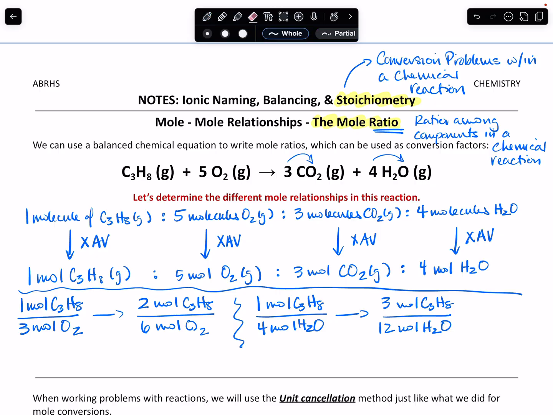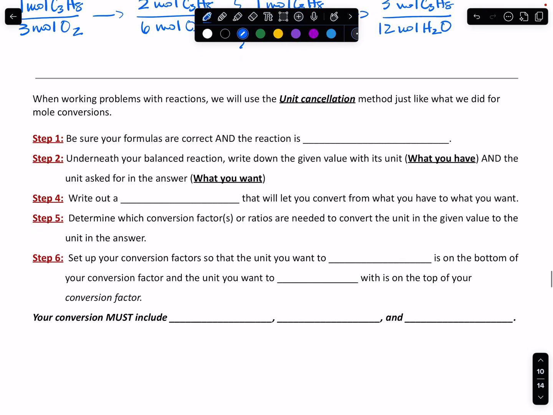So you use the coefficient with the mole and the chemical entity, and you can set these ratios up amongst any of the components. It can be a reactant versus a reactant, a product versus a reactant, or a product versus a product. It does not matter as long as you're using the coefficients from the balanced equation and you are using the units so that you can cancel what you're trying to get rid of, just like a mole conversion. All right. So the problems that we're going to be working here are going to be unit cancellation problems, just like we saw with our mole conversions.